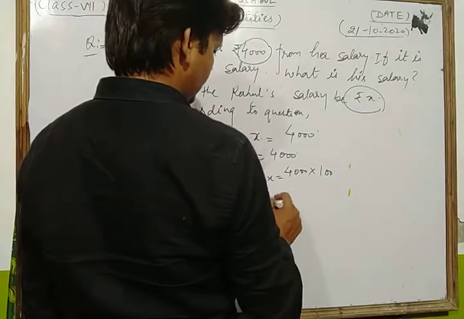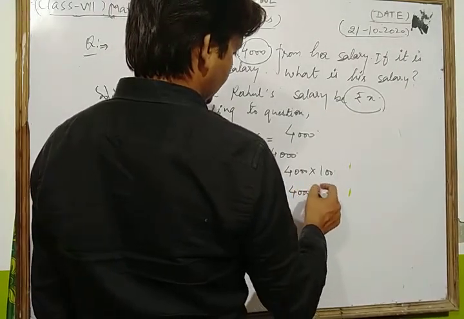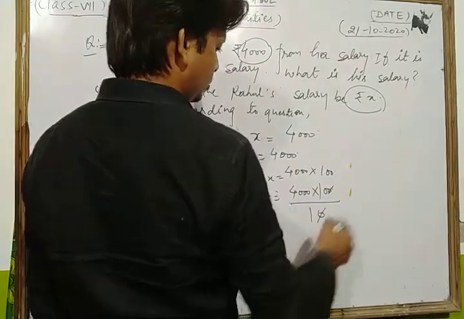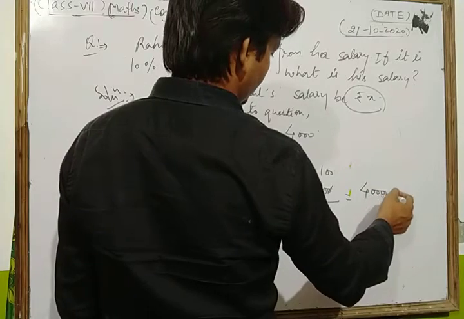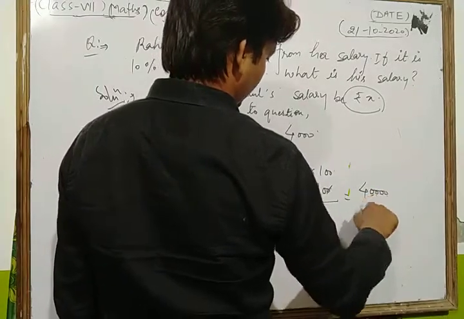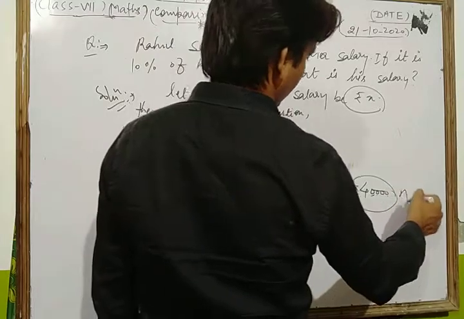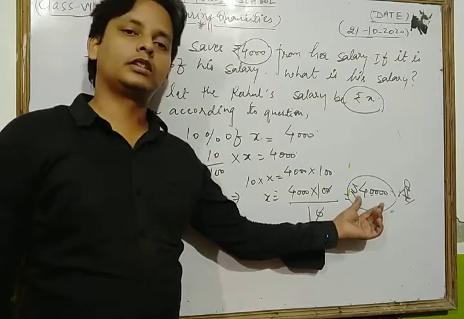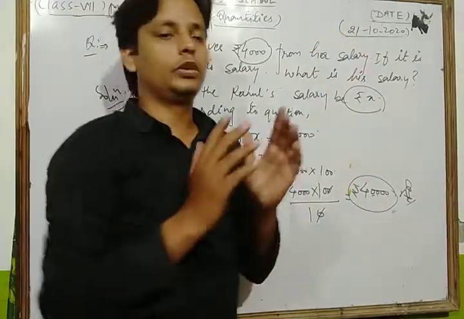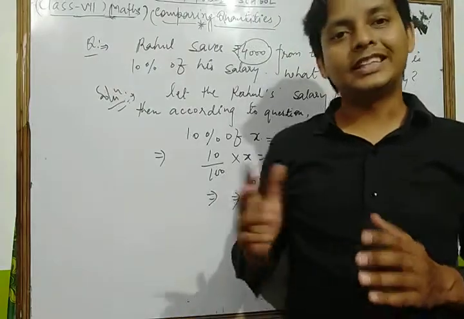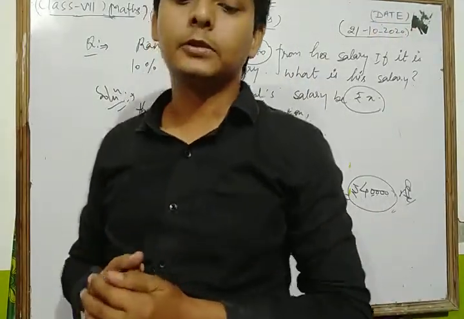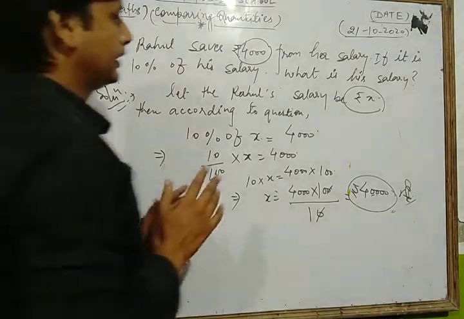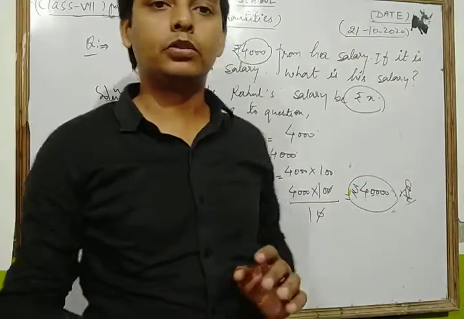Thus the value of X is 4000 into 100 upon 10. Now 10 and 10 cancel each other, so we get 40,000 rupees. Thus in this way we can say that Rahul's salary is 40,000. Dear students, in this way you can solve each and every question of your NCERT exercise based on percentage. This is one of the important concepts of that chapter.